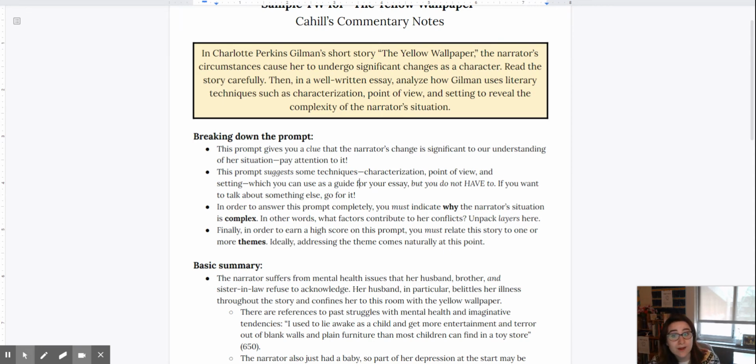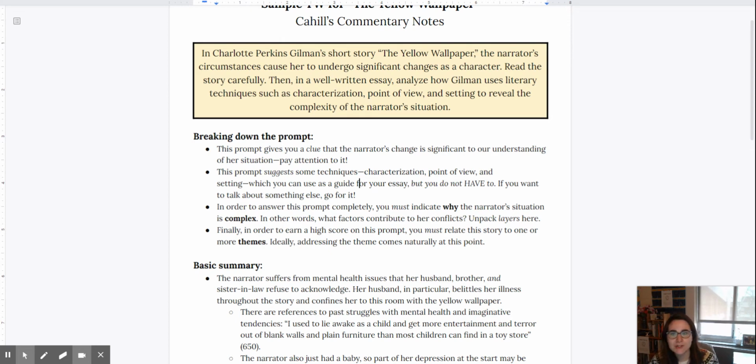In order to answer this prompt completely, you have to indicate why the narrator's situation is complex. And so I'd like you to think about what factors contribute to the conflicts that she faces, particularly her central conflict with her mental health. You want to unpack layers in order to address that complexity.